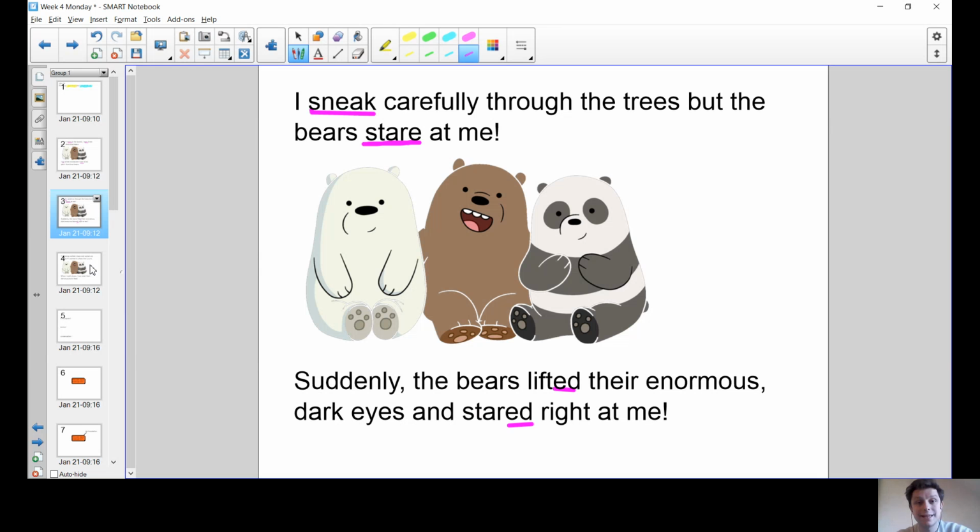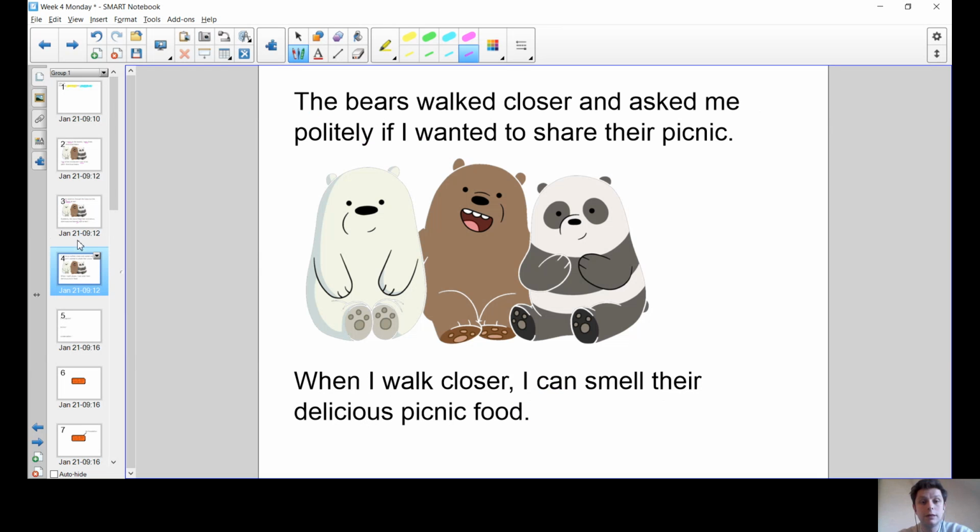And we've got our final 2 sentences for our warm-up. The bears walked closer and asked me politely if I wanted to share their picnic. That's the first sentence. And the second one: when I walk closer, I can smell their delicious picnic food. Once again, pause the video, have a think which one is past tense, which one is present tense.